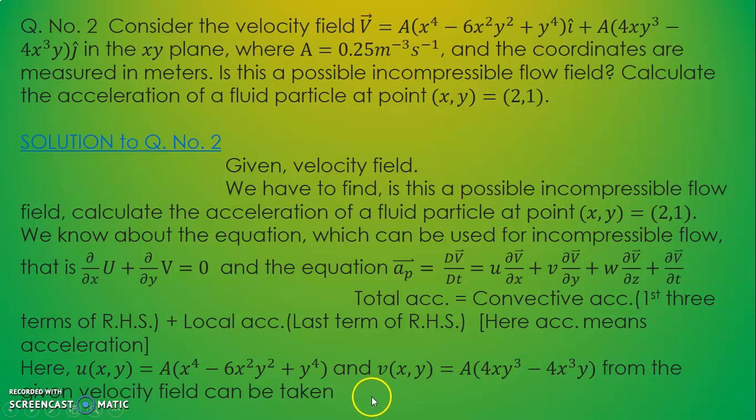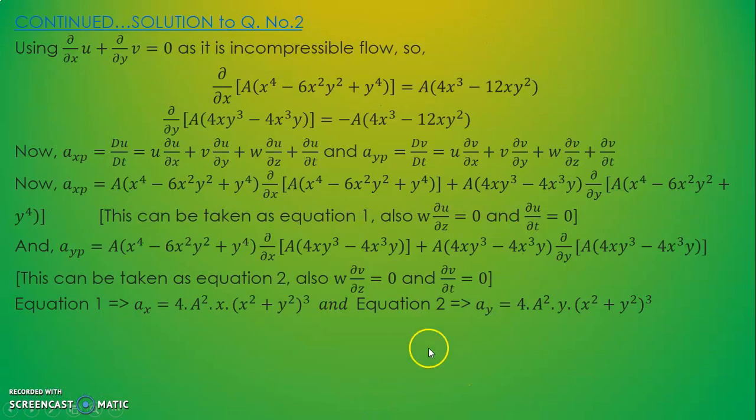From the given velocity field, these two can be taken. Using del x of u plus del y of v is equal to 0, as it is incompressible flow. So del x of capital A into x to the power 4 minus 6x squared y squared plus y to the power 4 is equal to capital A into 4x cubed minus 12x y squared, and del y of capital A into 4x y cubed minus 4x cubed y is equal to minus capital A into 4x cubed minus 12x y squared.